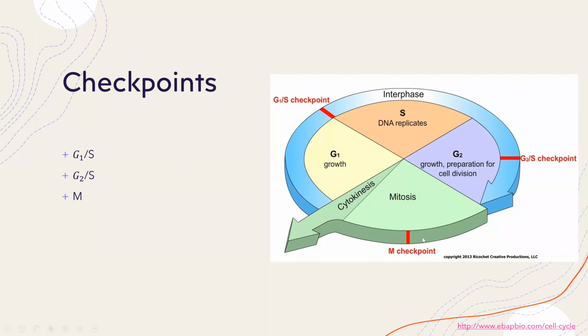Now, the final checkpoint that you see here in most cells is the mitosis checkpoint. This, which we'll get to later, is the cell making sure that all the chromosomes are aligned properly for separation so that you won't have a dysfunctional daughter cell later. And this checkpoint can fail sometimes.